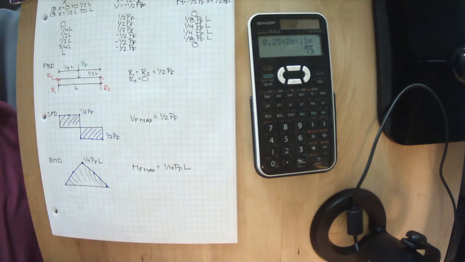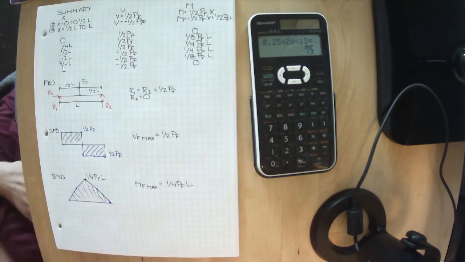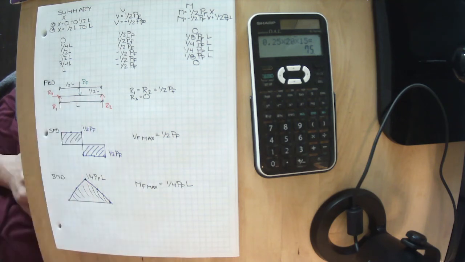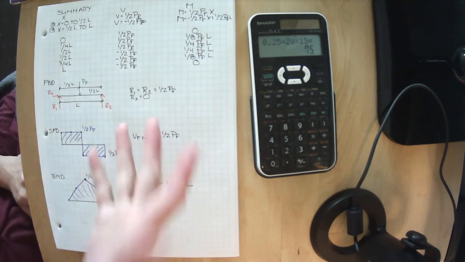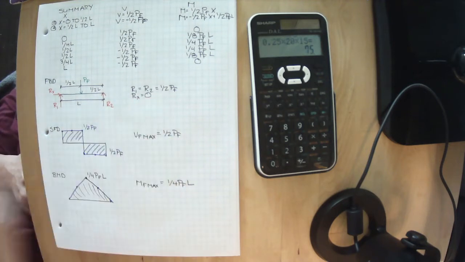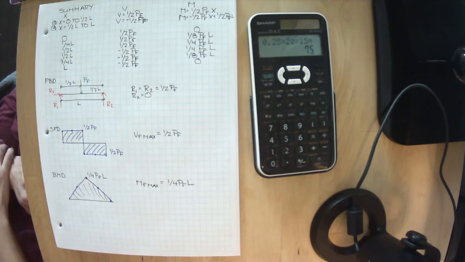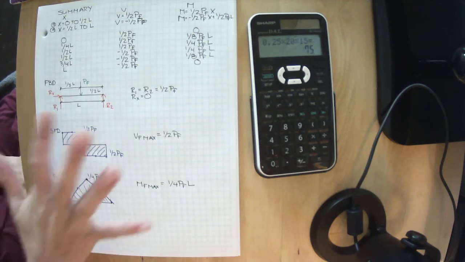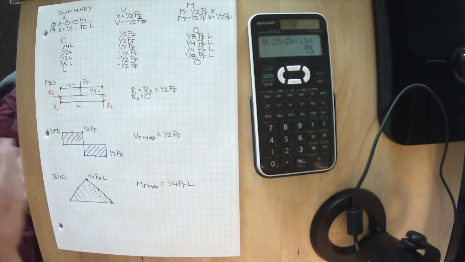It looks like now we never need to go back and solve one of these. We've got the answers. If we know what PF and L is, look at this, we can just use these equations. We want to know what the reactions are. We want to know what the maximum shear is. We want to know what the maximum bending moment is. We don't need to go through this process. We already have the answers worked out right here for us.